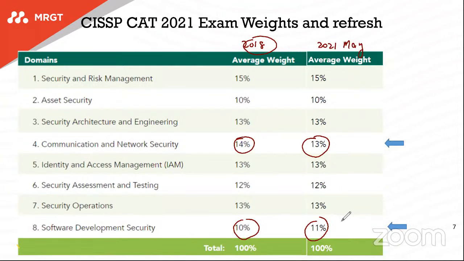So what affects us in our preparation? Well, there is not a very big difference. So you can use the books which are released for the 2018 version. You can also use them for the May 2021 version. There's not a very big difference.